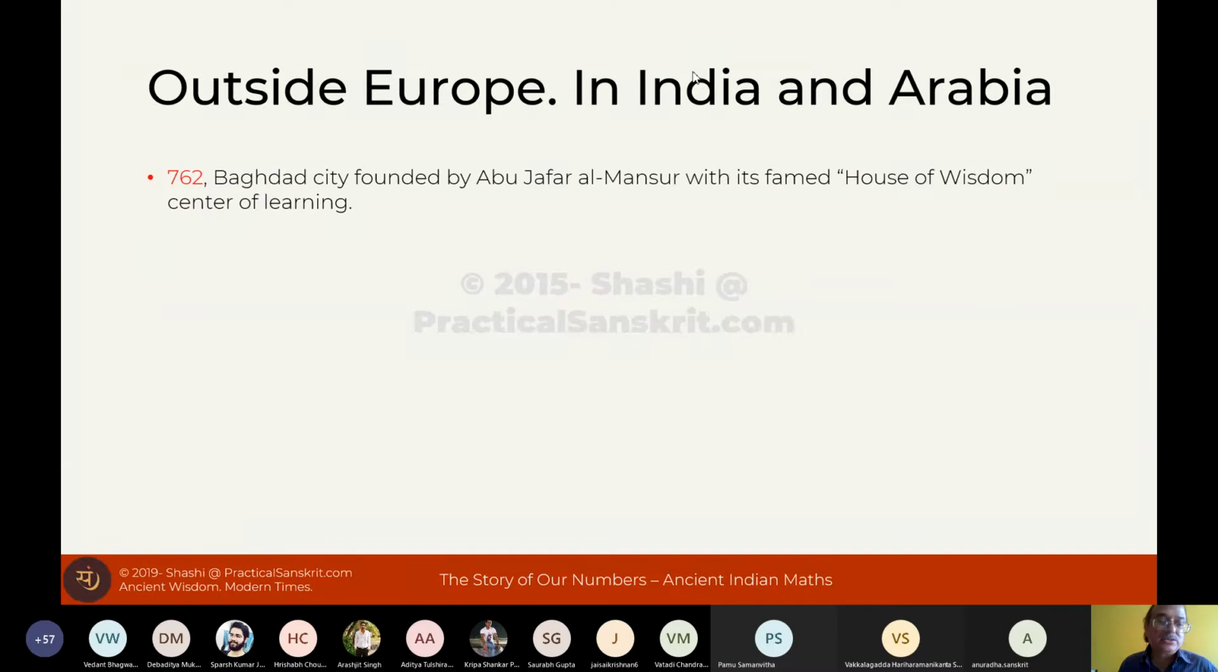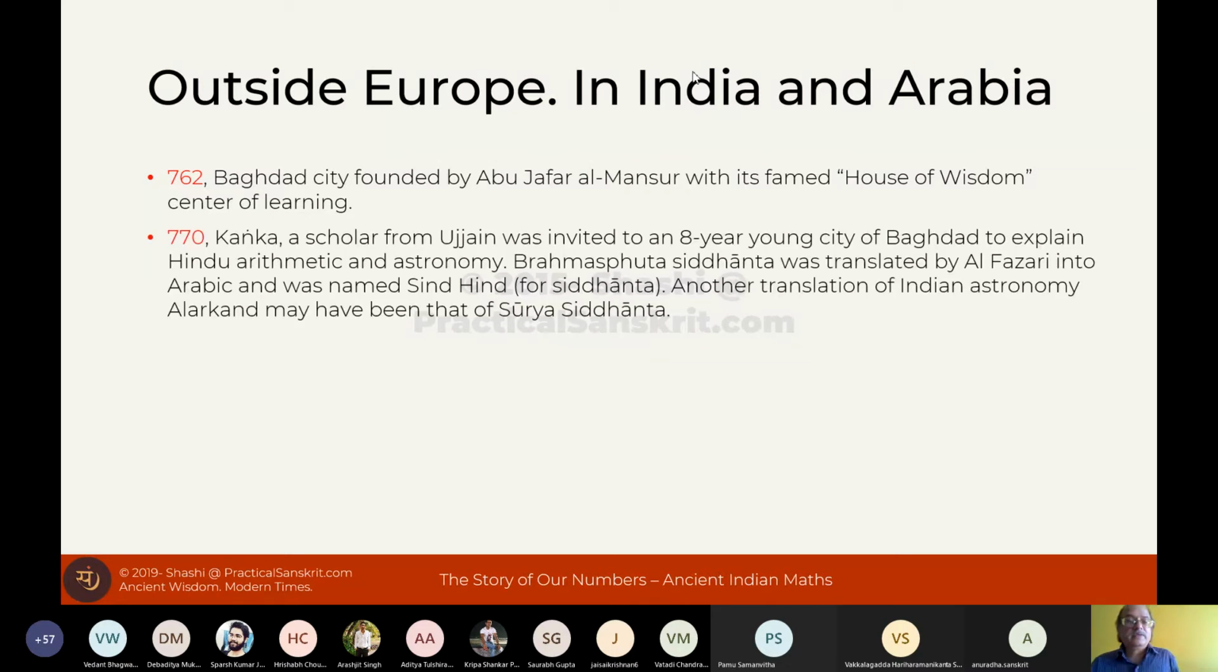In 762, the city of Baghdad that we know today was founded. And they wanted to be the center of world knowledge, and they created something called the House of Wisdom, a center of learning, and they invited people from all over the world. So in 770, 8 years after that, Kanka, a scholar in Ujjain, a scholar of astronomy and mathematics, astronomy, not astrology, right, was invited, and he goes there and introduces Hindu arithmetic and astronomy.